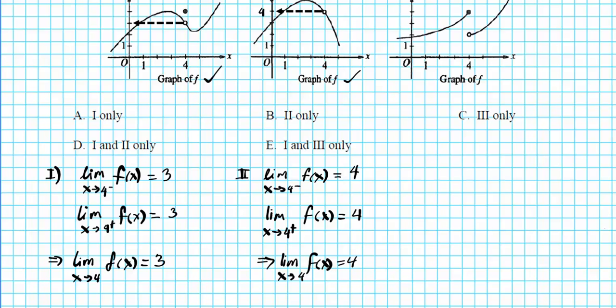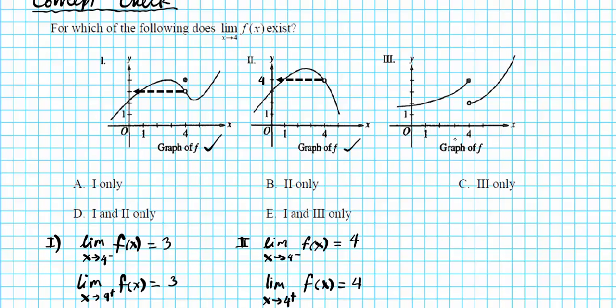Okay, let's take a look at the last one, option 3. Now, what happens as x approaches 4 from the left? What is the function approaching? Well, we have a jump discontinuity here, two distinct curves. From the left, we're approaching a point that's defined. So whenever you're approaching a point, you just determine the y coordinate of the point that you're approaching. In this case, the y coordinate is 4. So the left-handed limit is 4.